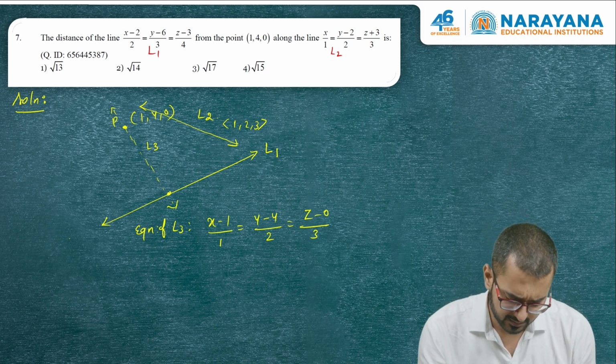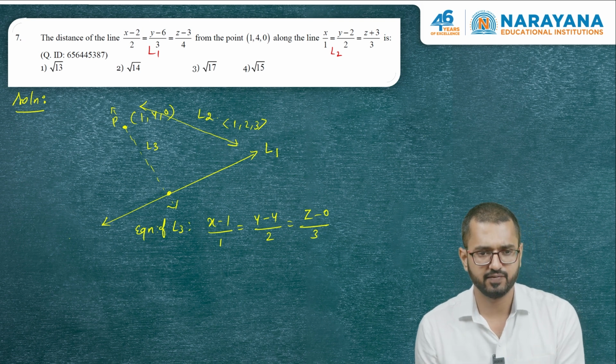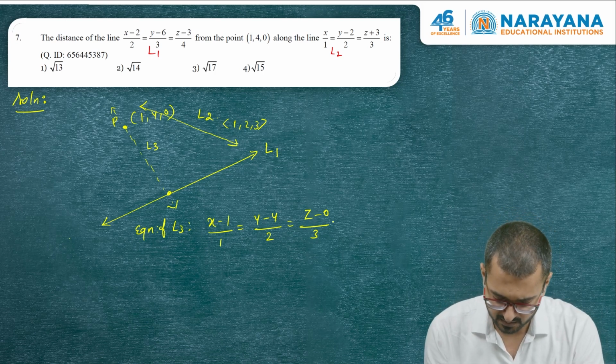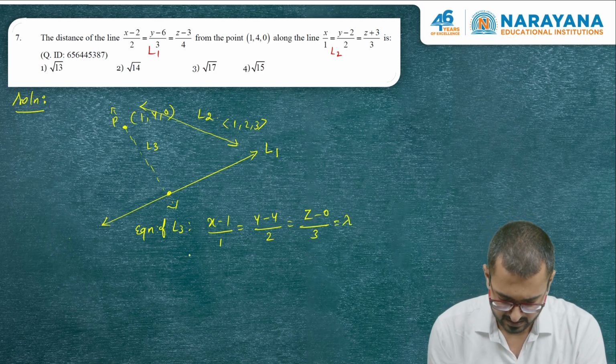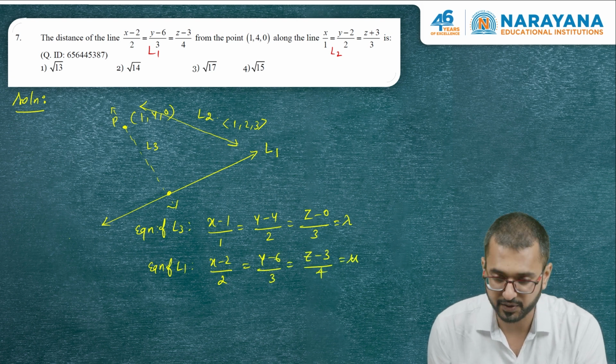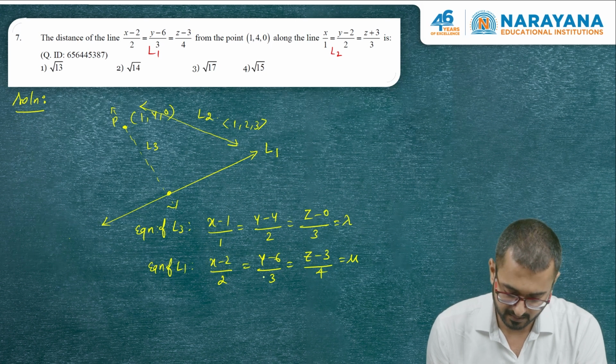Now to get this point we have to find the point of intersection of L1 and L3. So we can assume this to be equal to lambda, and the equation of L1 we already have. We'll assume x minus 2 over 2 is equal to y minus 6 over 3 is equal to z minus 3 over 4 is equal to mu. Now our goal is to get the point of intersection.